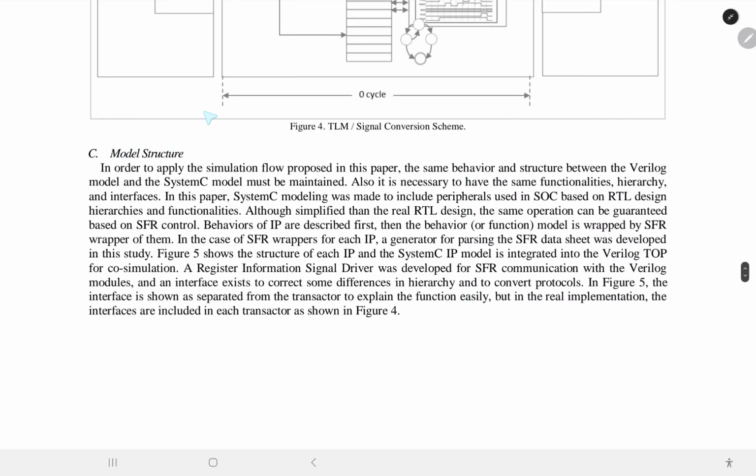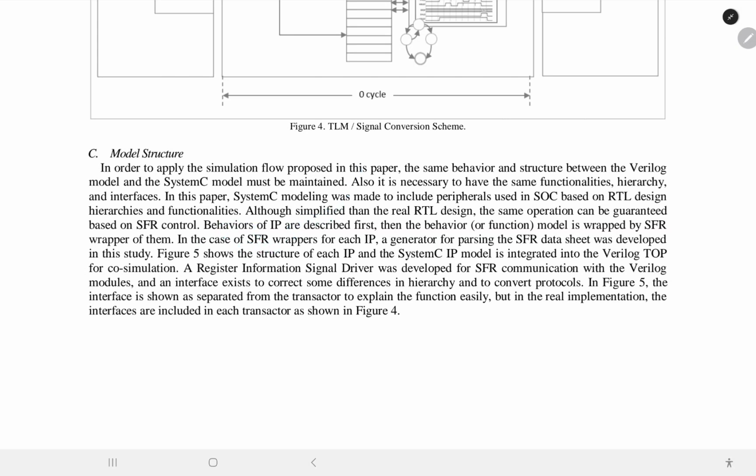The C model structure. In order to apply the simulation flow proposed in this paper, the same behavior and structure between the Verilog model and the SystemC model must be maintained. Also, it is necessary to have the same functionality, hierarchy, and interfaces. In this paper, the SystemC model was made to include the IPs used in the SoC based on the RTL design, hierarchies, and functionality, although simplified compared to the real RTL design. And the same operation can be guaranteed based on the SFR controller.